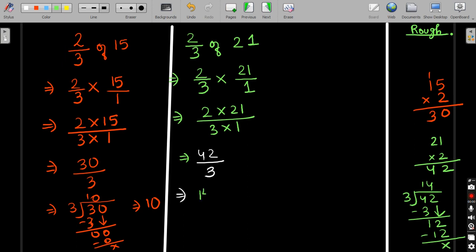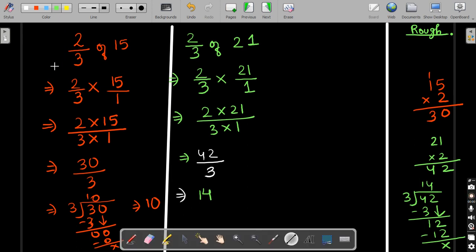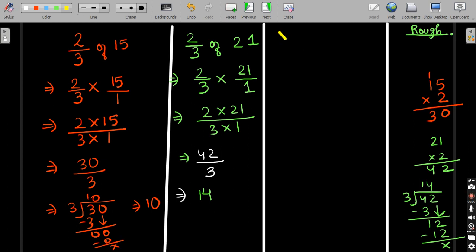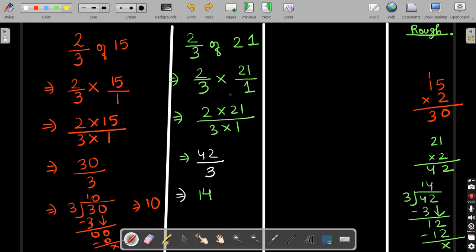So what is the answer? Final answer, dear student, 14. So like that you need to multiply and you will get the answer. Let me take one more question, that is the last, so that our concept will be 100% clear, dear students. Now let us take, for example, every time I am taking 2, so I think you are understanding that. Let us take a different question so that we can understand it in a better way.